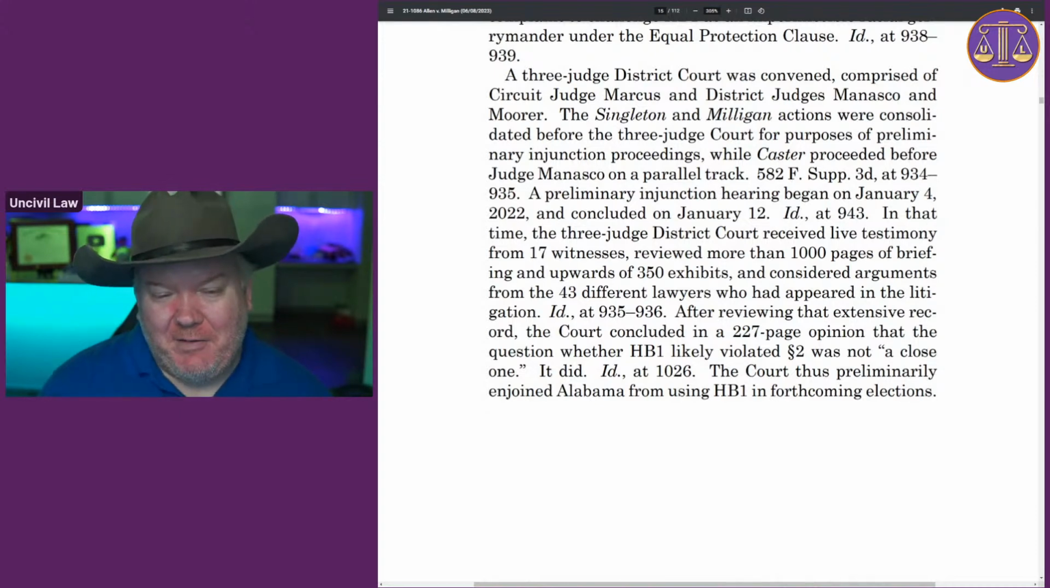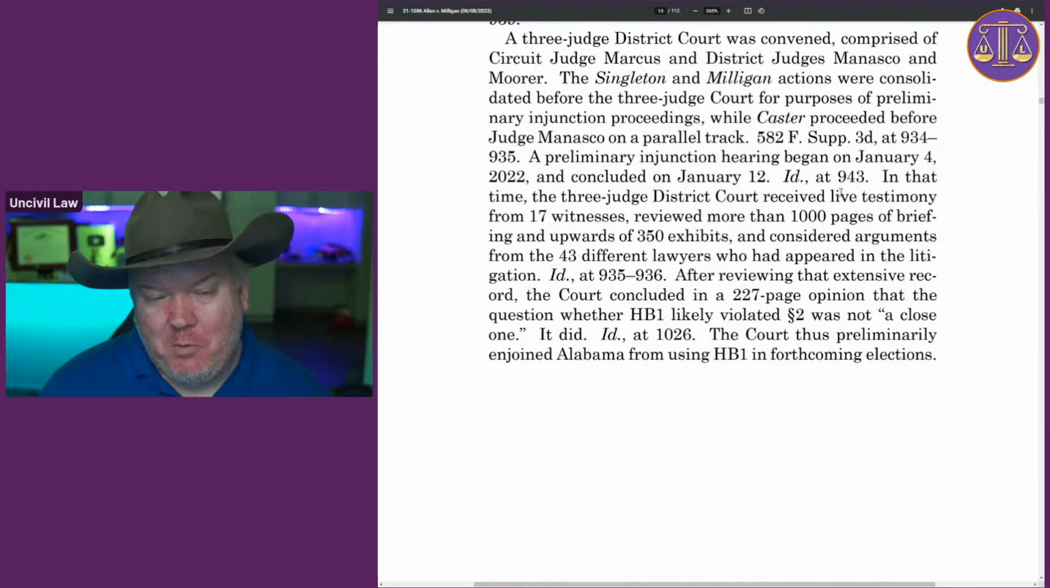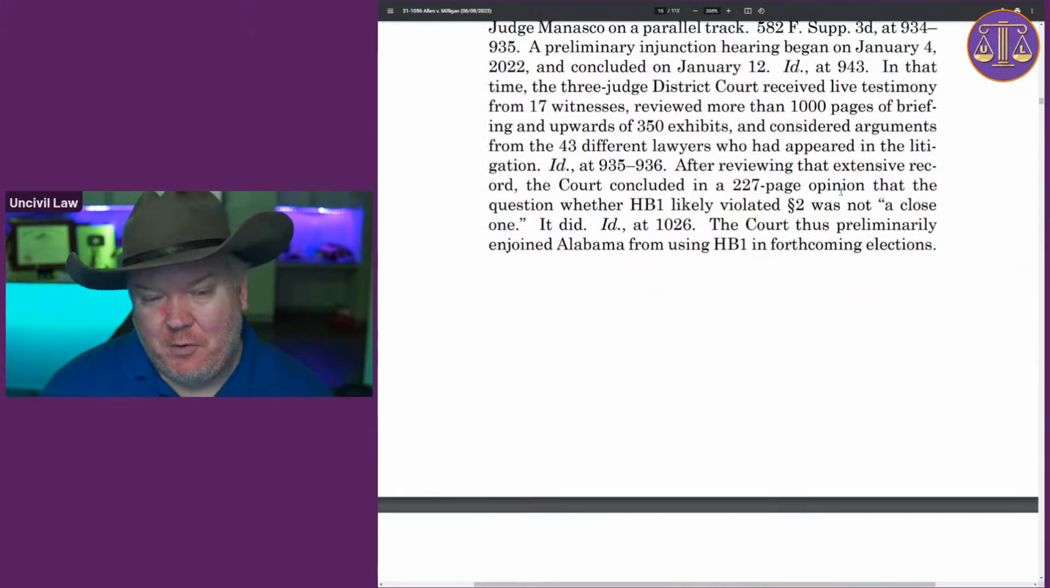After reviewing an extensive record, the court concluded in an opinion the question about whether or not the law violated the federal law was not a close one. The court thus preliminarily enjoined them from using the map in the forthcoming elections.